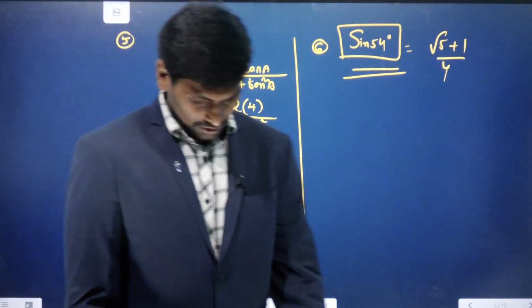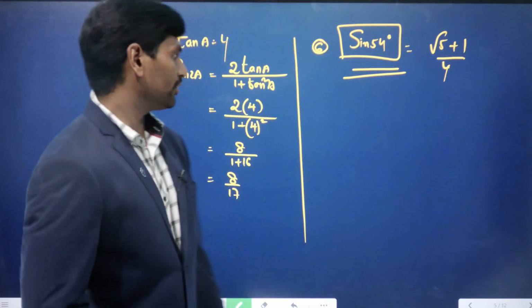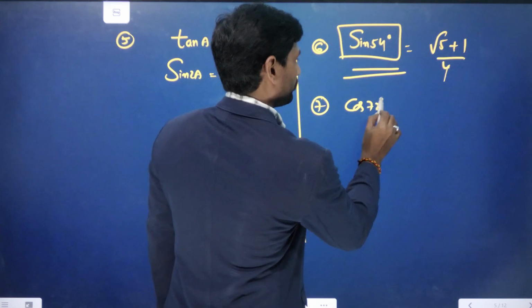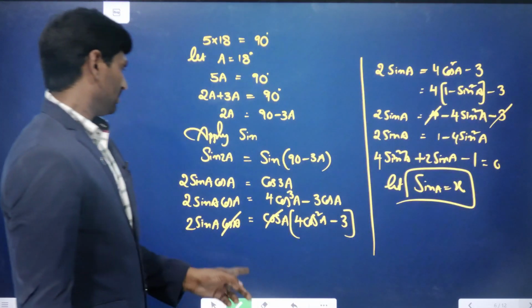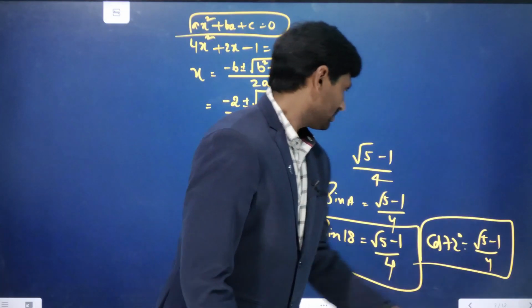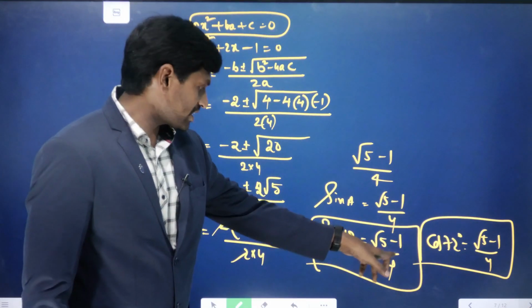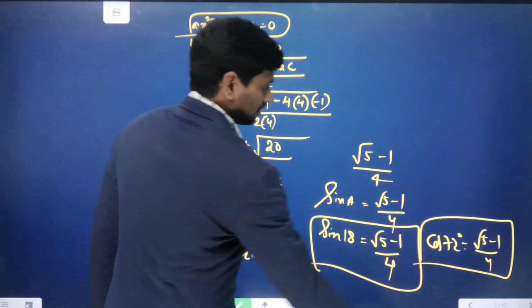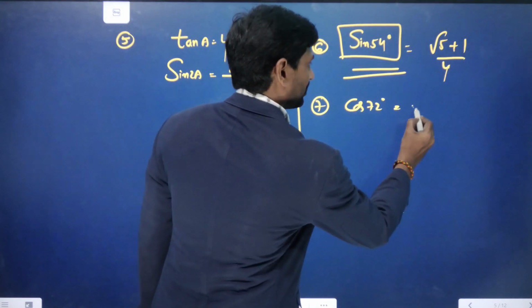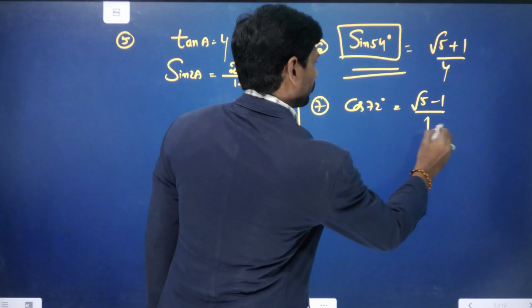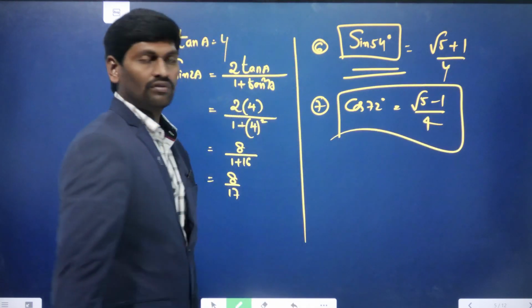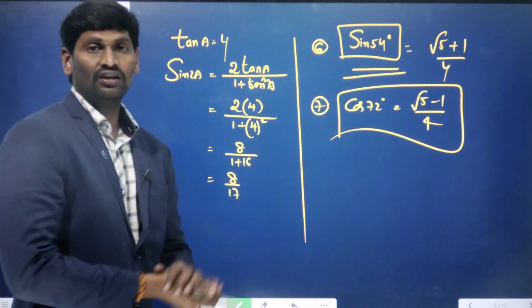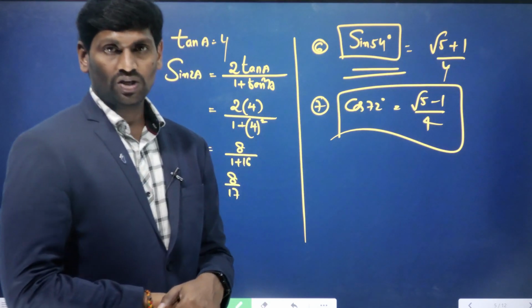Let us go to the next problem. The seventh question is cos 72 degrees. We found it already. Check. Where is it? Sin 18 degrees is root 5 minus 1 by 4. At the same time, cos 72 degrees is also root 5 minus 1 by 4. So from this we can say that it is root 5 minus 1 by 4. Okay. We got two answers at a time by using this derivation part.